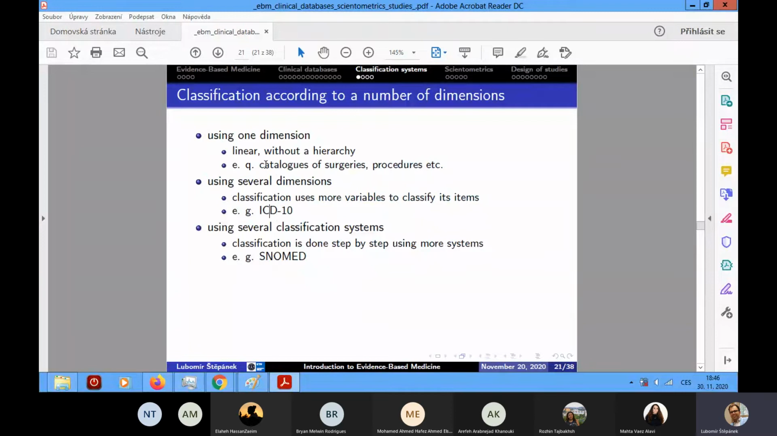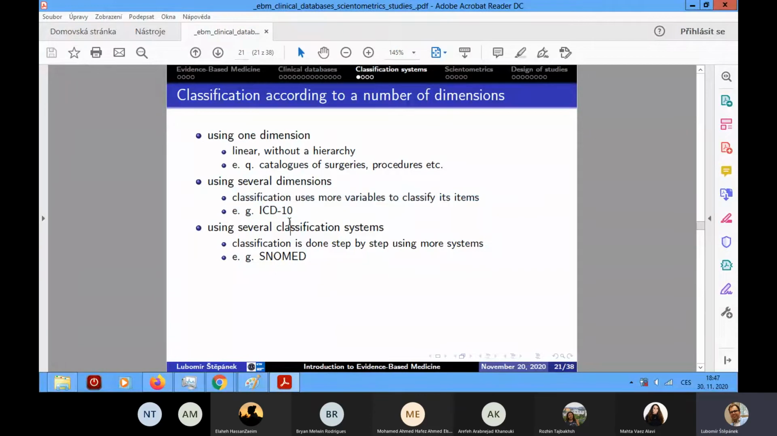The DRG also uses some codes which are called ICD-10. I believe that many of you have already heard about ICD-10. ICD is the International Classification of Diseases and other symptoms and so on. It uses several dimensions. It is another classification system which uses several dimensions. It's not a linear one. It uses more variables to classify its items. It could be simplified to only one dimension.